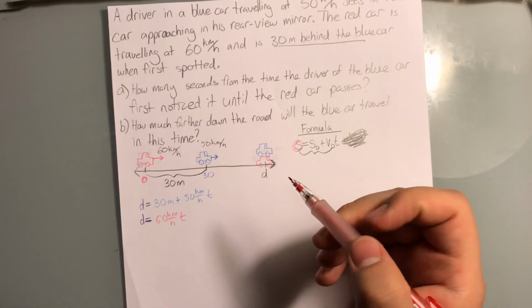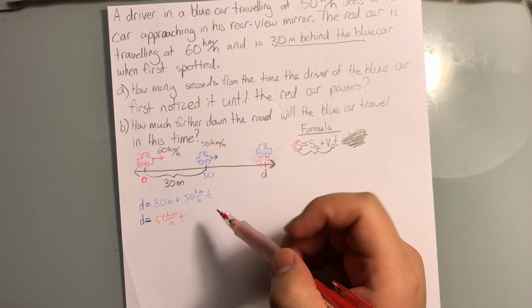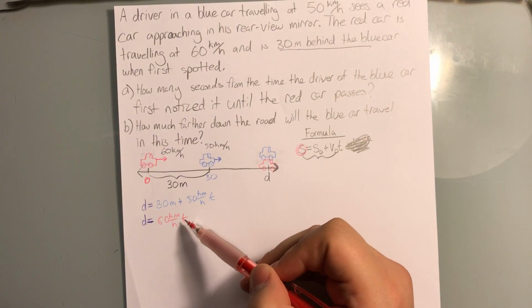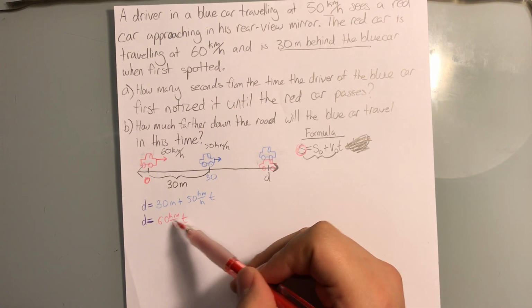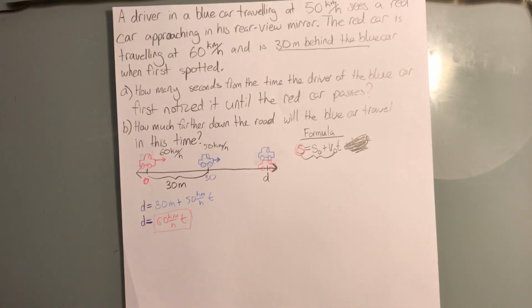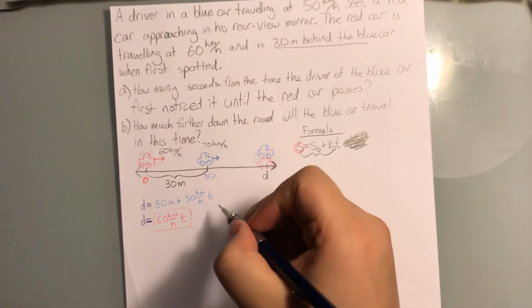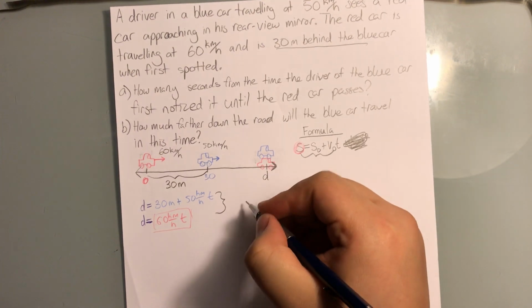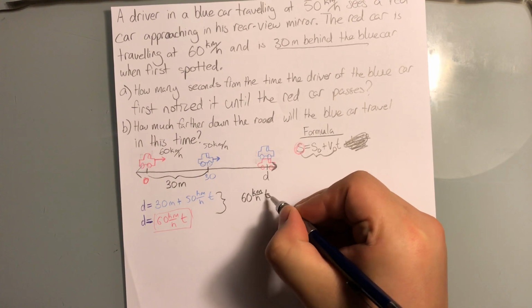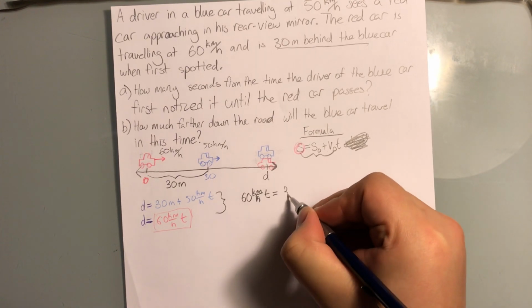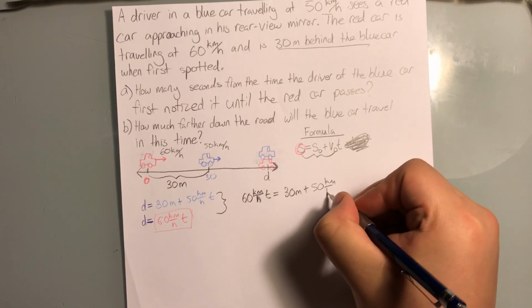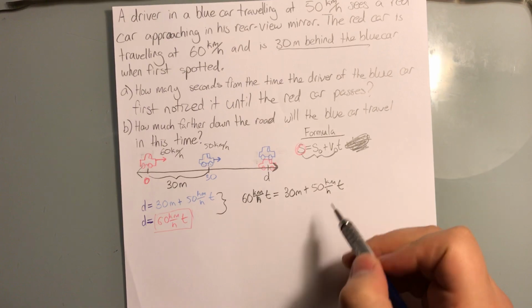All right, so we're trying to look for time, right? So we have our equation. Since d is equal to 60 kilometers per hour times t, we could substitute this d with this part right here. And after substitution, this is what we're going to get: 60 kilometers per hour times t is equal to 30 meters plus 50 kilometers per hour times t. And we're going to solve for t.